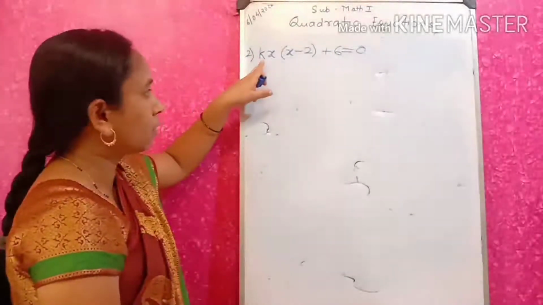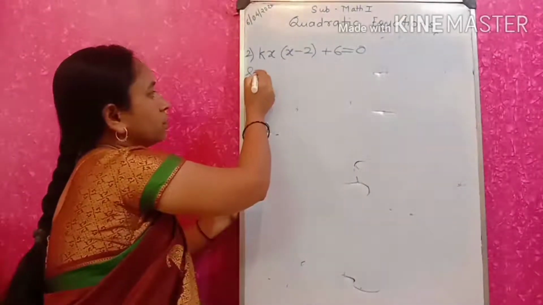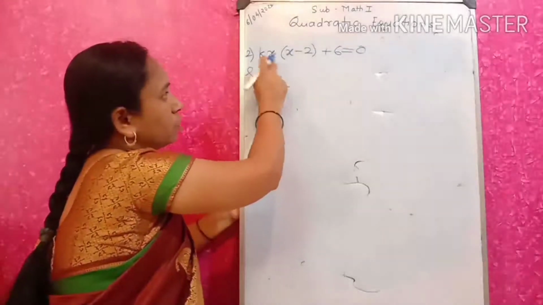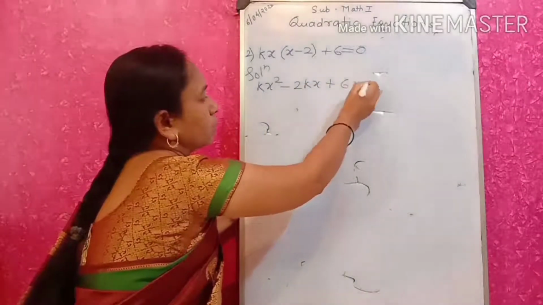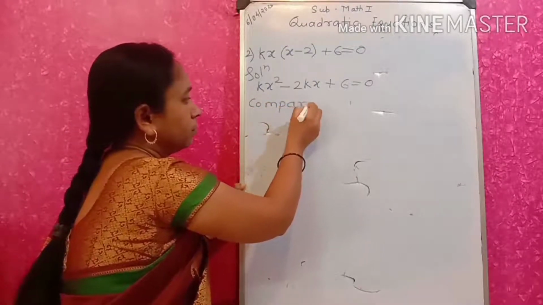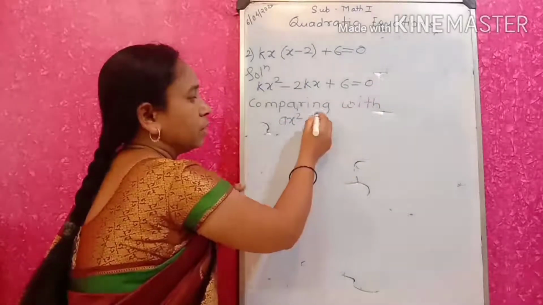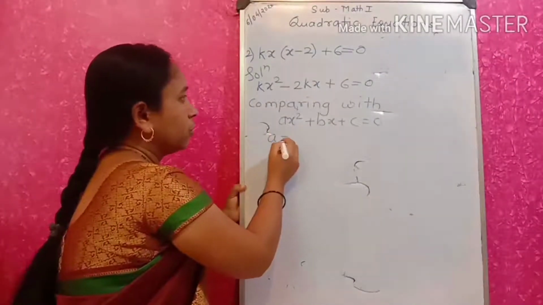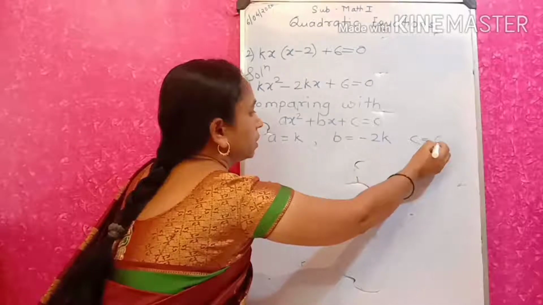Second example: kx into x minus 2 plus 6 is equal to 0. Solution: multiply inside the bracket, and you will get kx square minus 2kx plus 6 is equal to 0. Now comparing with ax square plus bx plus c is equal to 0, we get a's value is k, b's value is minus 2k, c's value is 6.